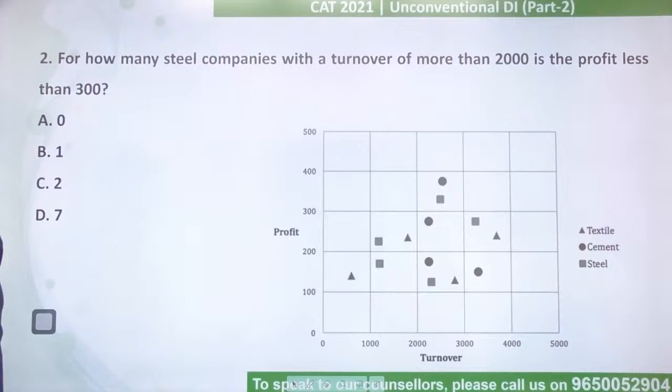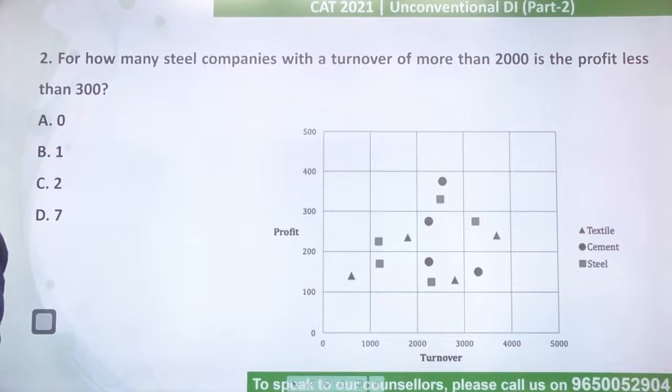For how many steel companies with a turnover of more than 2000 is the profit less than 300? Divya gives the first answer as 2. Ved Prakash says 2. Then Nitin also says 2. Very good, Divya, Ved Prakash, Nitin.